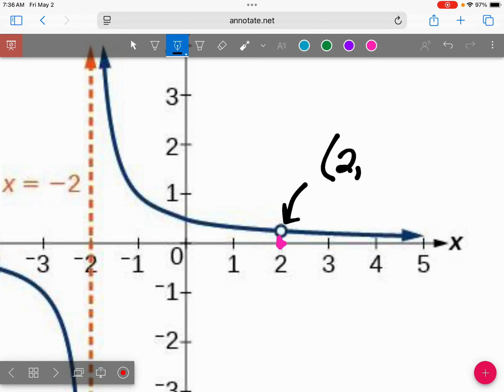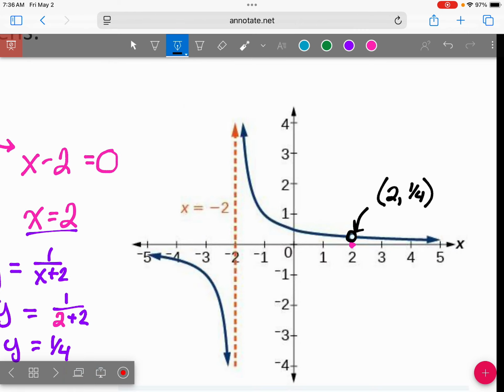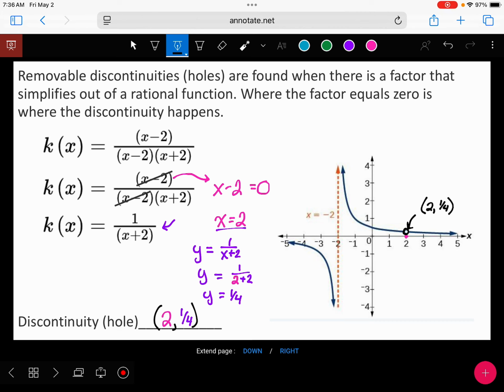This is 2, 1/4. Can I get a band-aid? Of course. My finger. Knee-high silver shelf. I know that. Totally fine. That's what they're out there for.